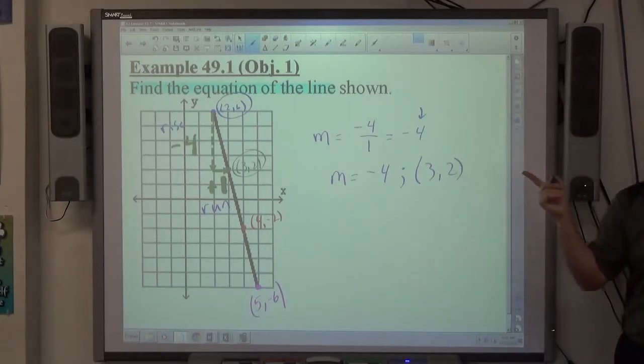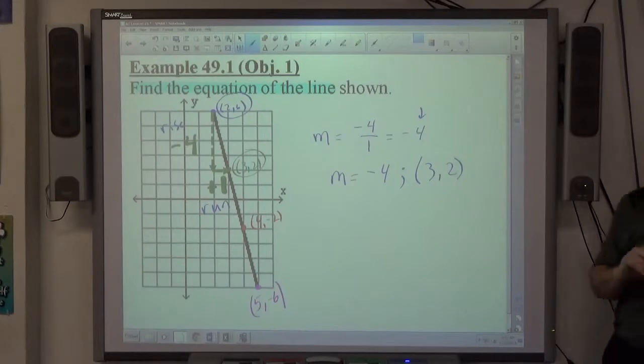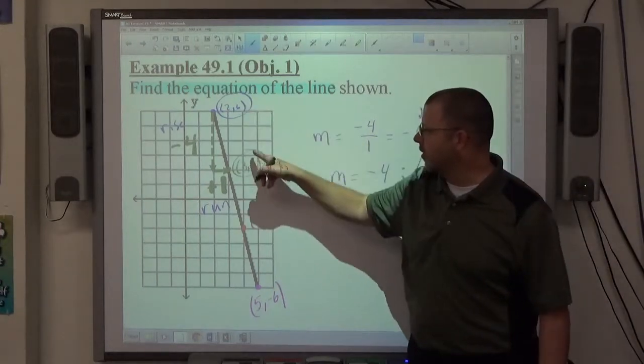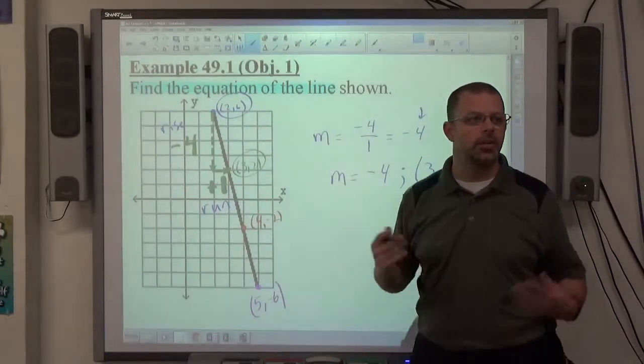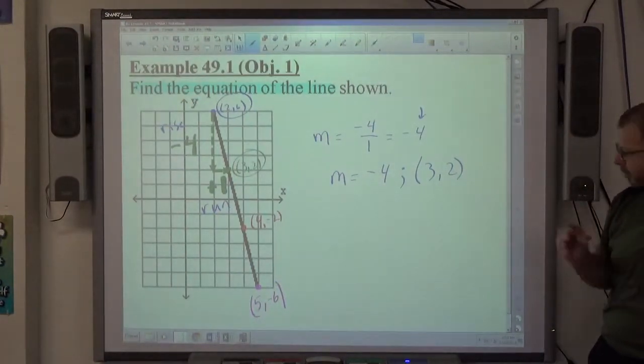So even though I used 2, 6, and 3, 2, I don't have to use those points. Maddie chose 3, 2, which is a perfectly good choice. I would have used one of these also since everything's positive. These start getting to negatives. Negatives tend to mess people up more than positives do. So that's a good choice for a point.